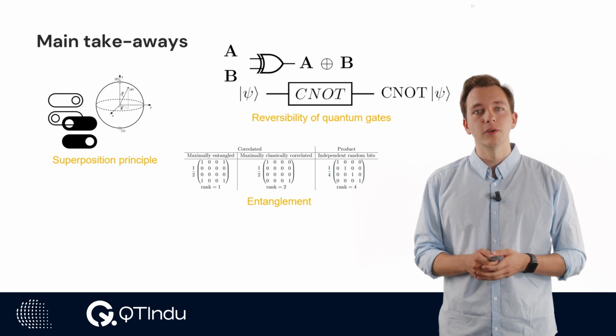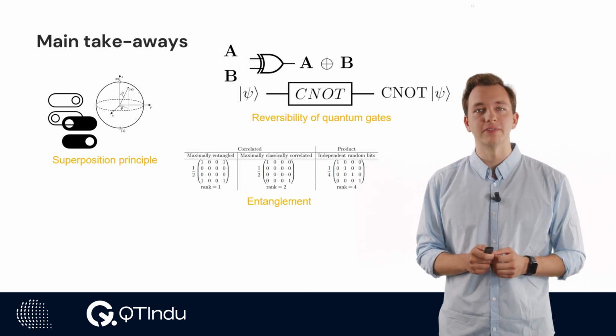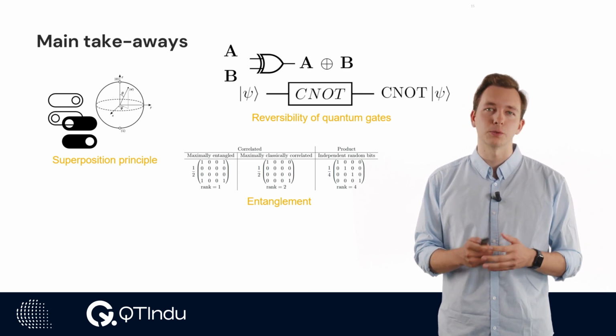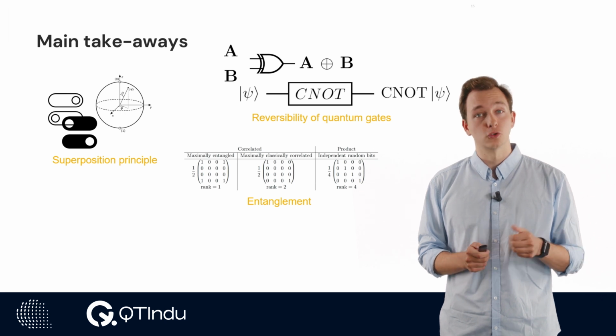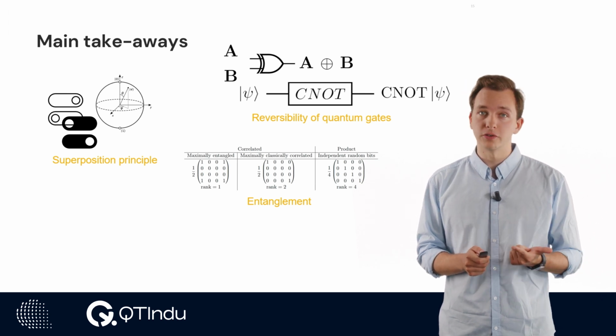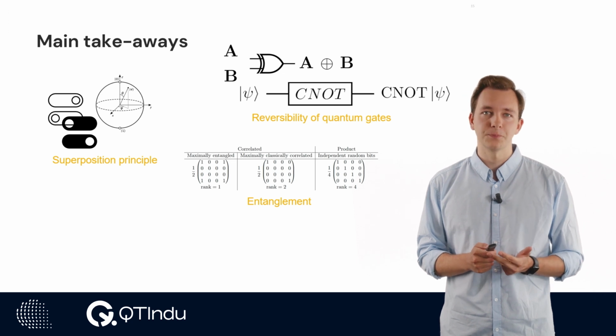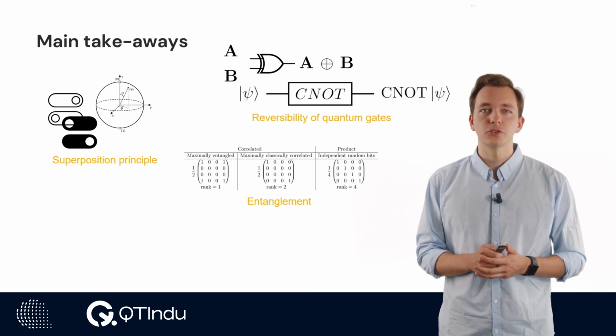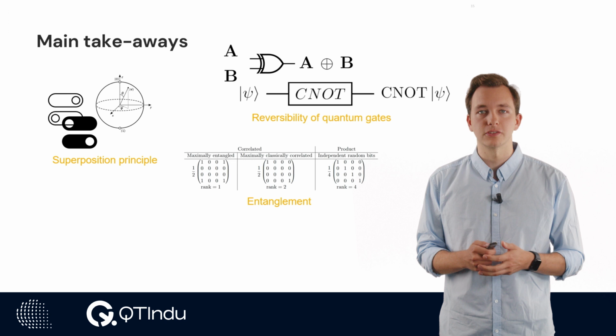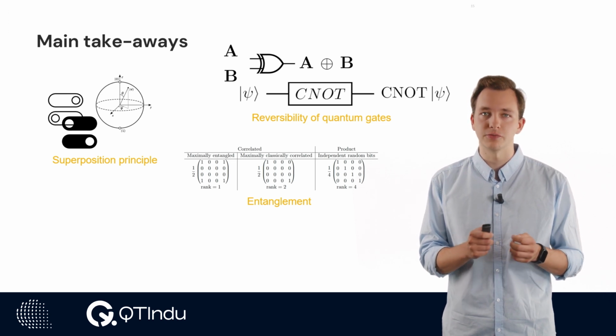To recap, we have been talking about the mathematical advantages of qubits above classical bits. These include the superposition principle, the reversibility or unitarity of quantum gates, and quantum entanglement. In the next module, we will talk about possible applications of quantum computers that rely on these features.